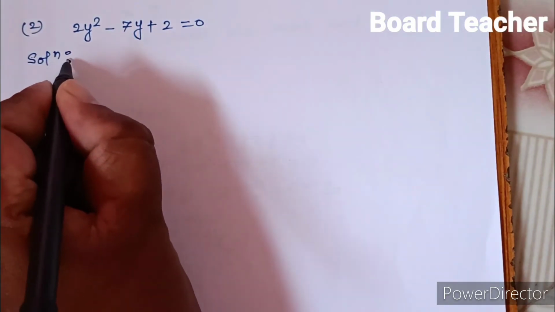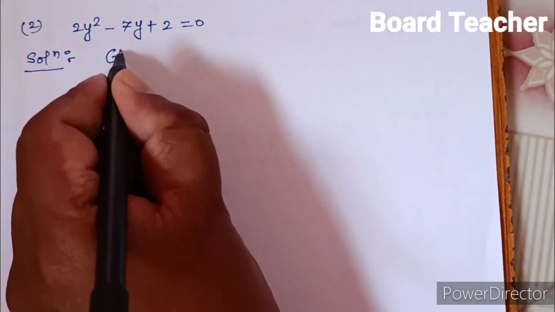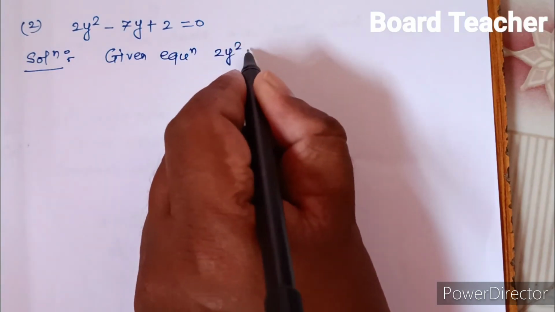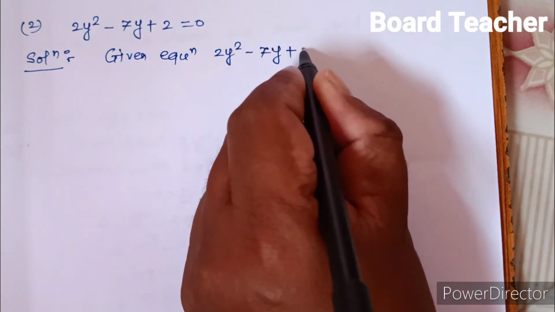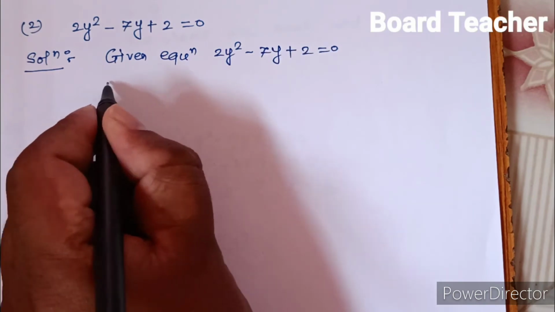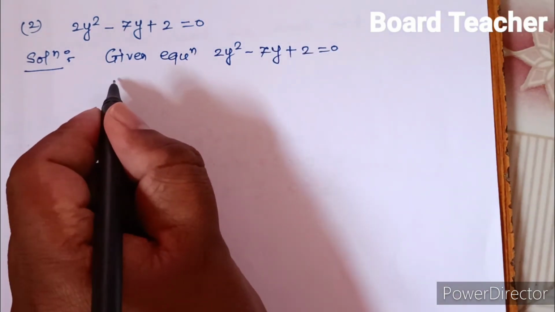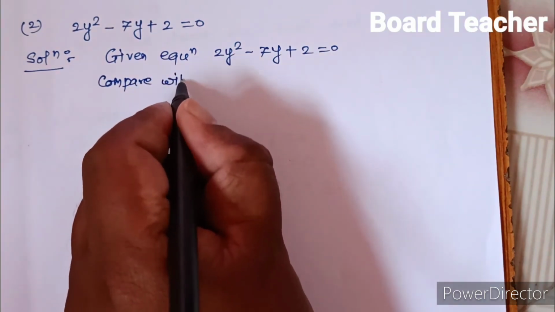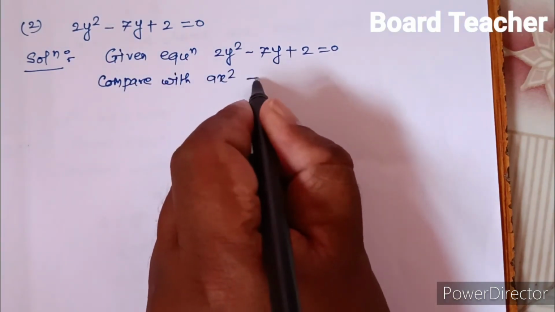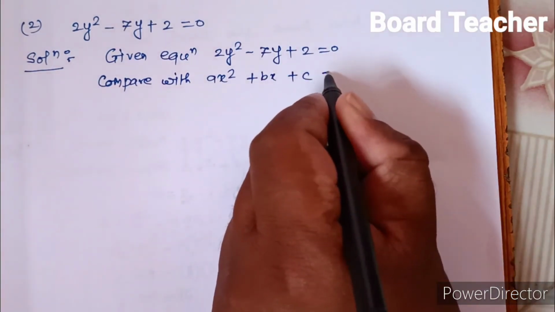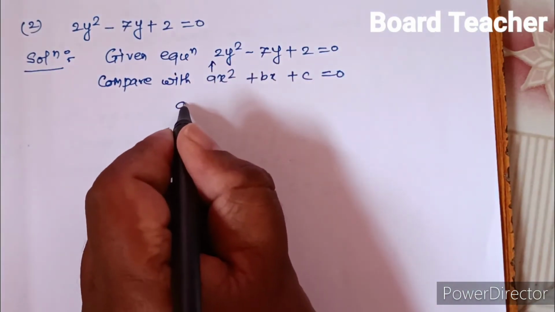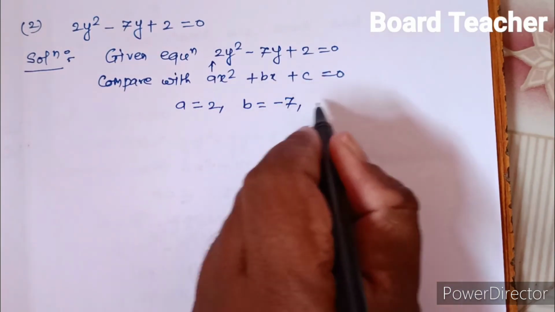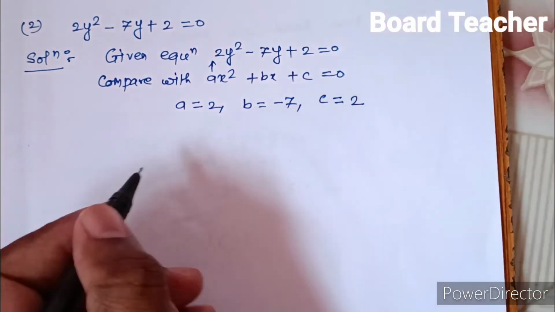Now the next question is 2y square minus 7y plus 2 equals 0. Write down in the solution part the equation as it is, the given equation, 2y square minus 7y plus 2 equals 0. On comparing with the standard form ax square plus bx plus c equals 0, we get the value of a equals 2, the value of b equals minus 7, and the value of c equals 2.